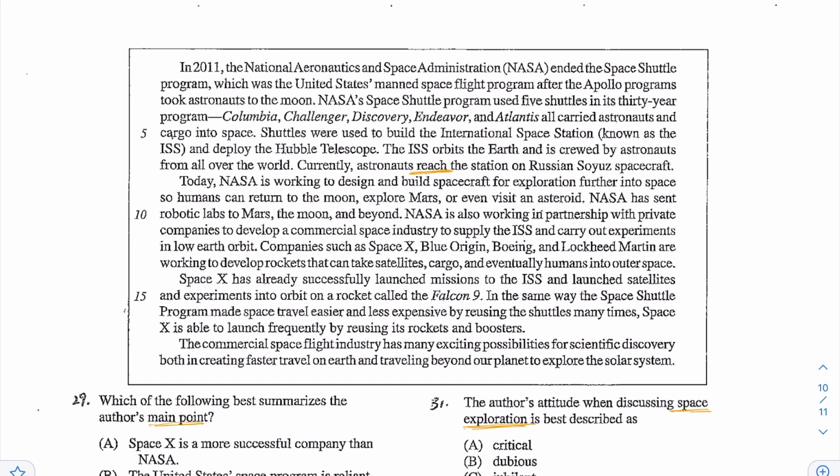SpaceX has already successfully launched missions to the International Space Station and launched satellites and experiments into orbit on a rocket called Falcon 9. In the same way, the Space Shuttle program made space travel easier and less expensive by reusing the shuttles many times. SpaceX is able to launch frequently by reusing its rockets and boosters. The commercial spaceflight industry has many exciting possibilities for scientific discovery, both in creating faster travel on Earth and traveling beyond our planet to explore the solar system.